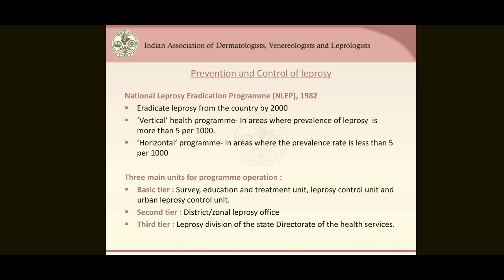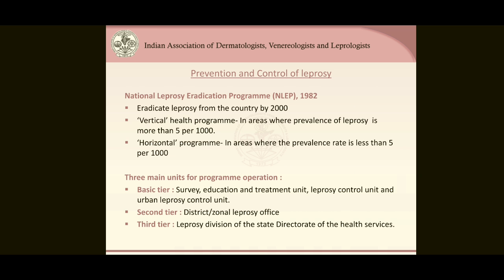Prevention and control of leprosy. National Leprosy Eradication Program can come as a short note for you. So it started in 1982. Eradication of leprosy from the country by 2000. Vertical health programs in areas where prevalence of leprosy is more than 5 per thousand. Horizontal programs in which the prevalence rate is less than 5 per thousand.